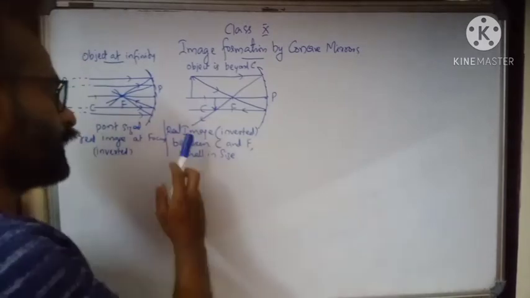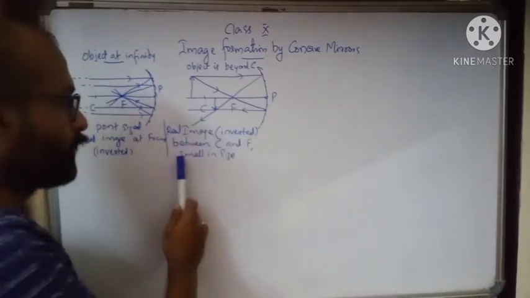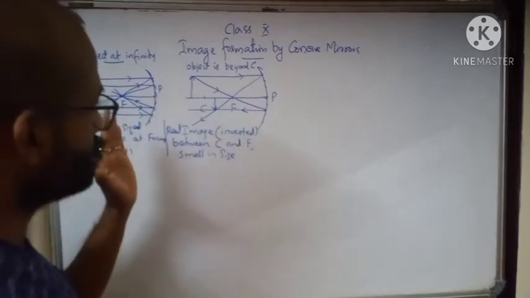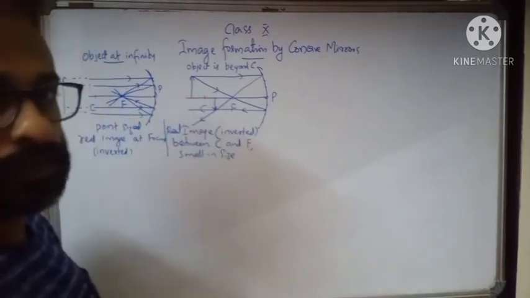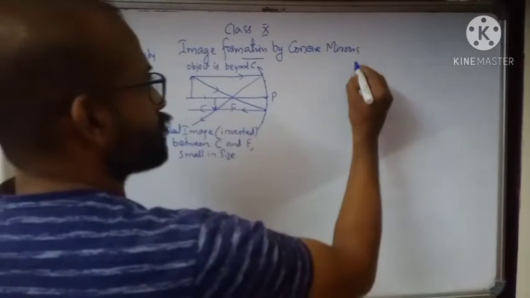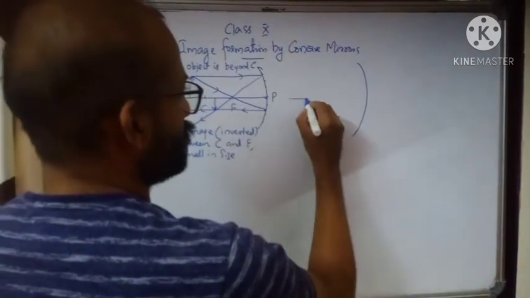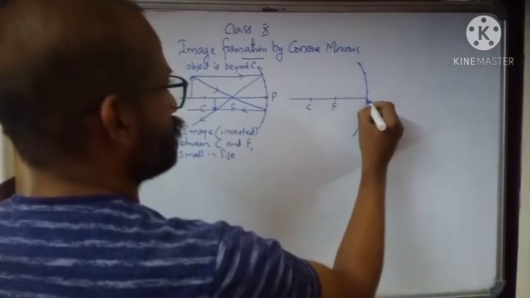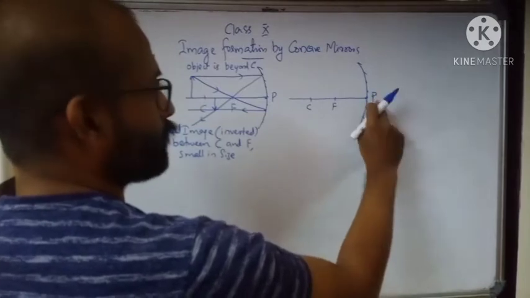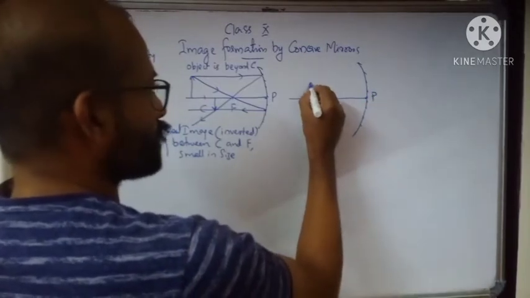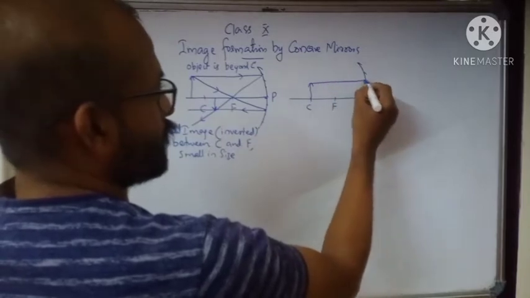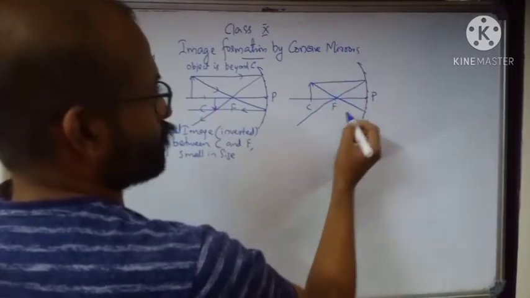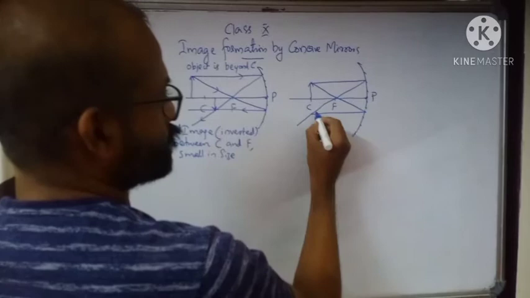So here we are getting a real, inverted image between C and F, and it is small in size. Okay. Now for the next step, we will move the object further towards the center of curvature, or exactly at the center of curvature we are going to place the object. We have the concave mirror and we mark the center of the concave mirror called pole. We place the object at the center of curvature. Now we draw the light rays. First light ray parallel to the principal axis passing through the focus. We can draw the next light ray passing through the focus. It becomes parallel. So they meet here.